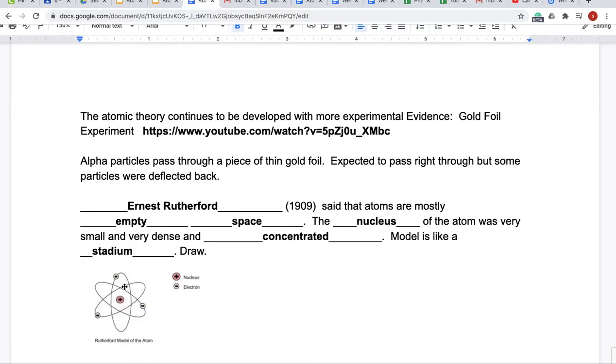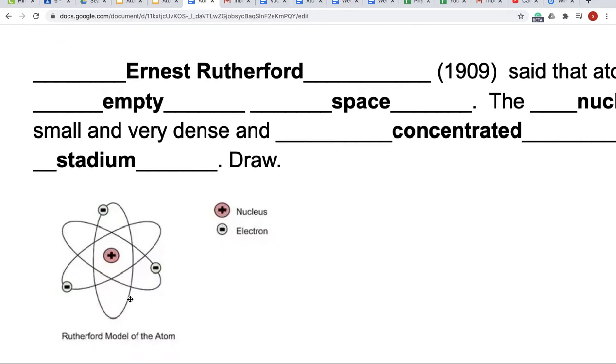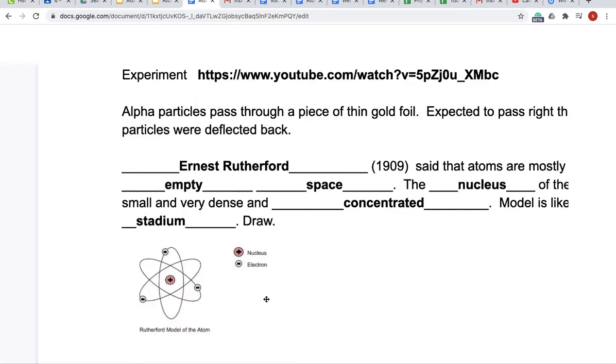So this is ultimately a picture of Rutherford's model. He basically said there's this center positive core, this nucleus, and these electrons are going around the atom in some way. He didn't know in what way, but he just knew that it was happening.